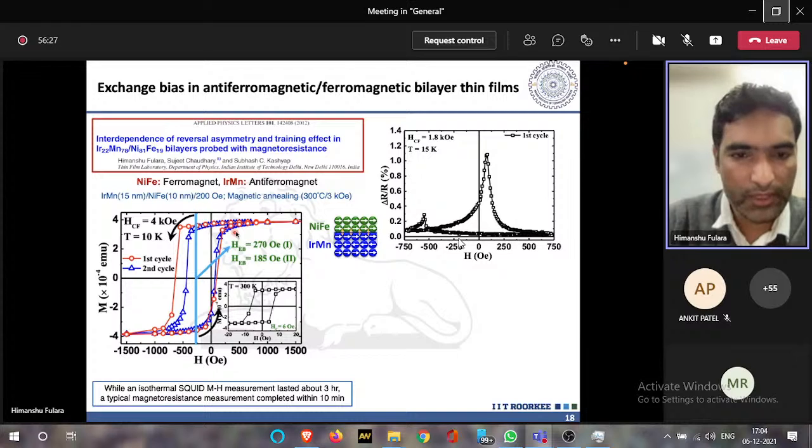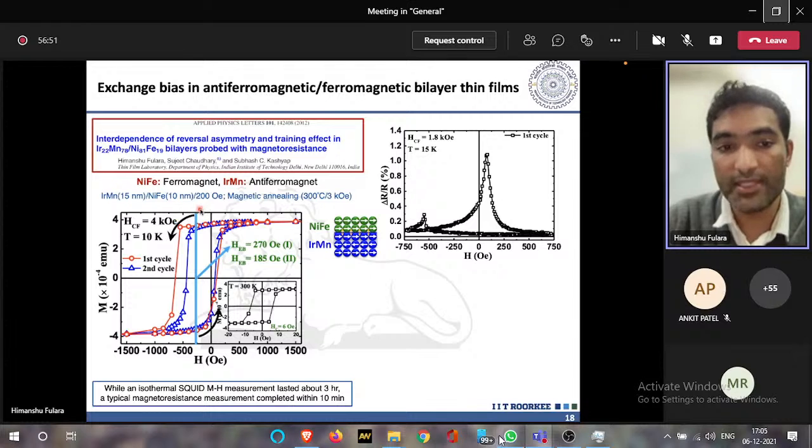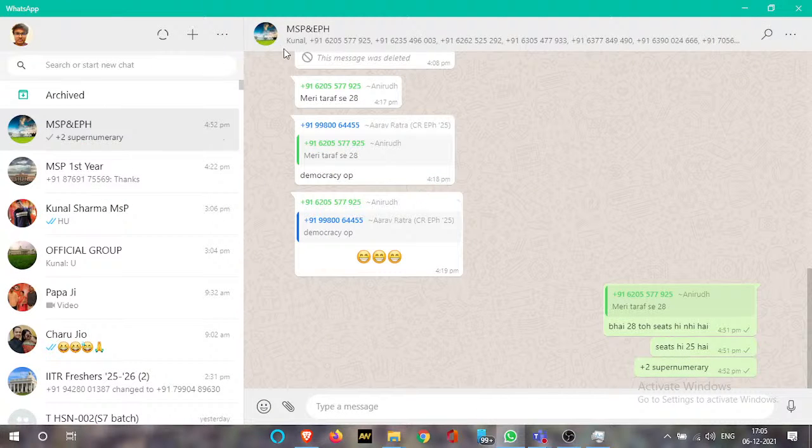Because you see here when I record this hysteresis behavior, the reversal mechanism during the field decreasing branch and during the field increasing branch is different. And this difference in the reversal mechanism is reflected here in the magnetoresistance response. So this is basically called asymmetric magnetization reversal, and this is a peculiar characteristic of exchange bias systems. That's why this is asymmetric.